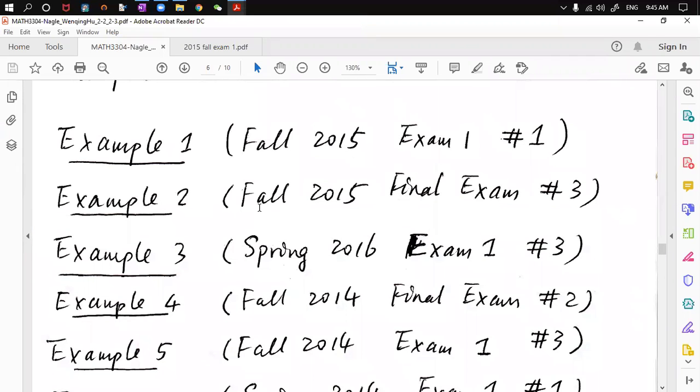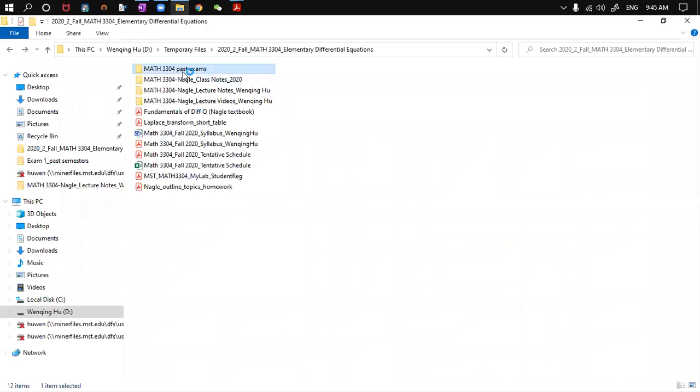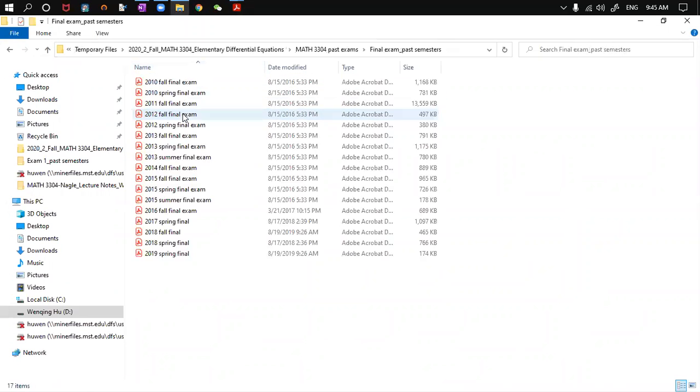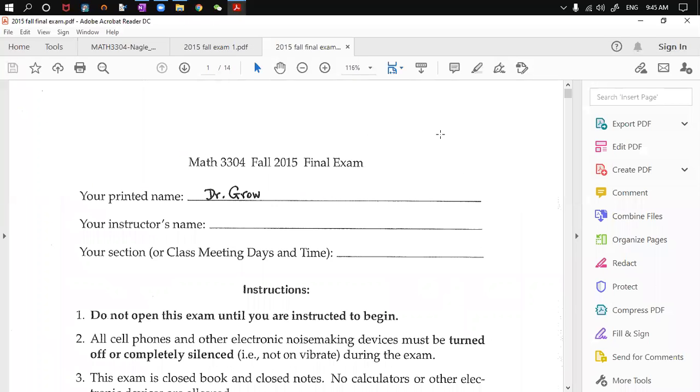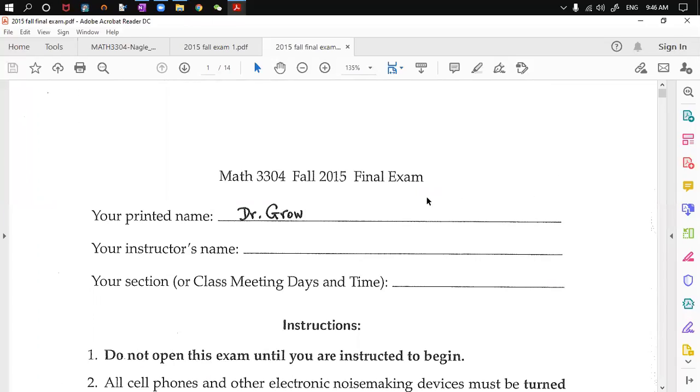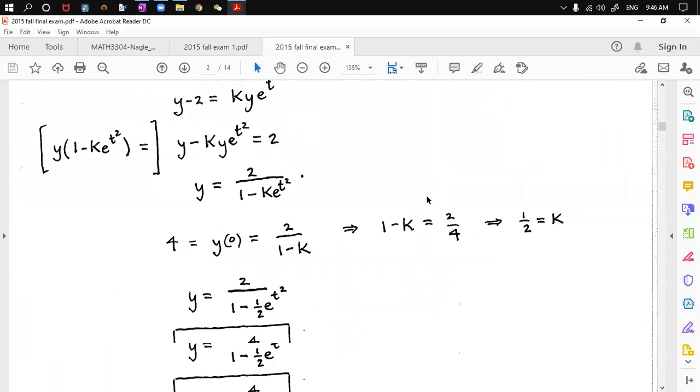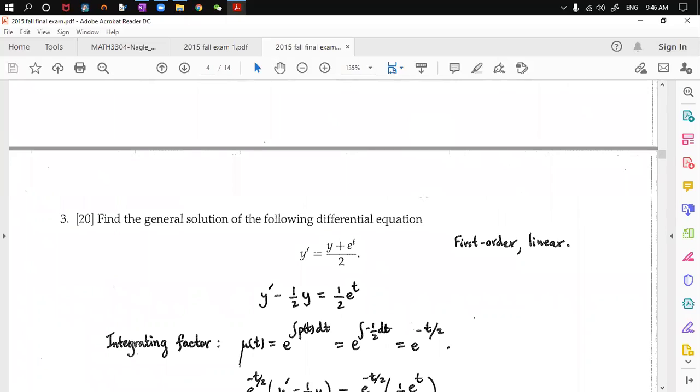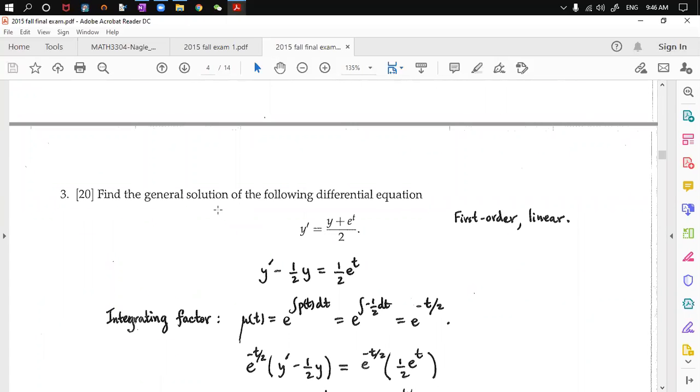Let me show you just one more example. This is from the semester 2015 final exam, number 3. This kind of problem is similar, as you can see in number 3. Can you find a general solution of the following differential equation?